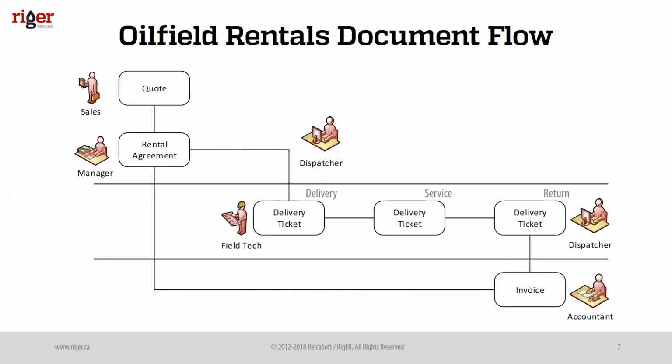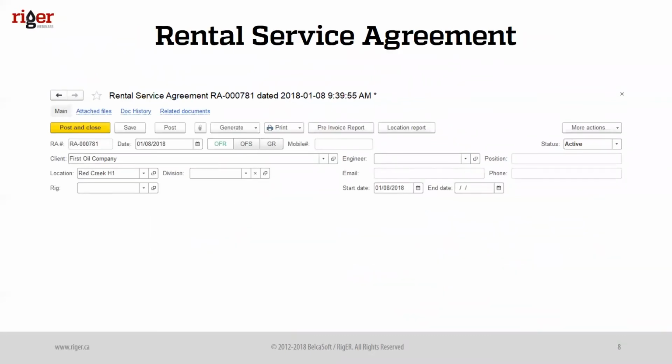In terms of oilfield rentals document flow, we have a quote and a rental agreement as a printing form of the RSA, and the rental service agreement becomes a major document, a main document which defines the oilfield job and all the details about the job, when it should be done, the price, the quantity, quality, etc. So let's see what we have as a rental service agreement header.